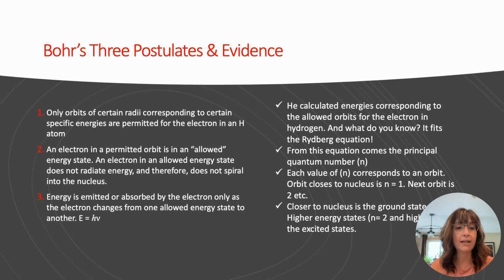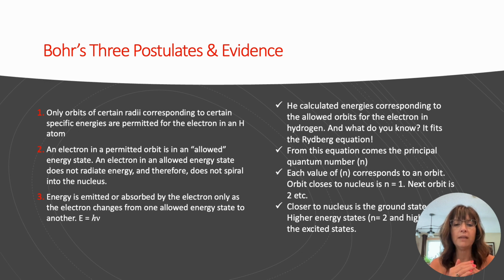It didn't radiate energy. It doesn't spiral into the nucleus. Again, the laws of physics just don't apply here. And he said that energy is either emitted or absorbed by the electron as it moves from one energy state to the next. There is a diagram in your book, and by the way, there are PowerPoints, not videos, but PowerPoints that go with some of your corresponding assignments in this chapter. Take a look at those because they point out these figures you want to look at.